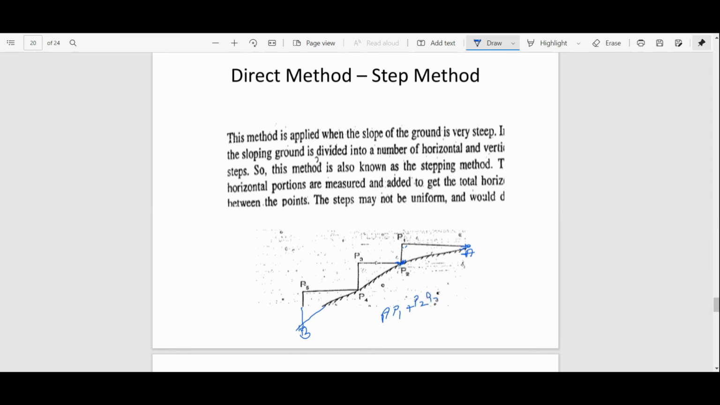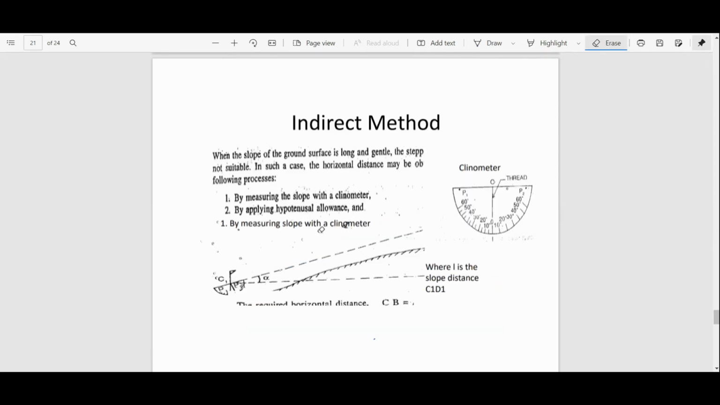Now again we will drop a vertical plumb bob on the ground, and again from this point we will take the next distance up to the last point. So this is basically P4 to P5. Okay, so this total distance will give you basically the distance between A and B. AB is equal to AP1 plus P2P3 plus P4P5. So this is basically the direct method.